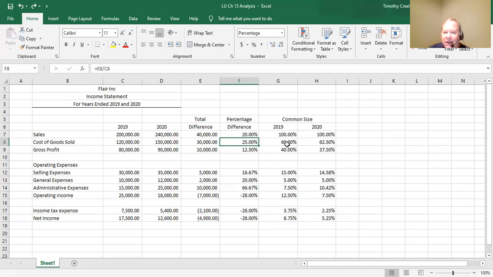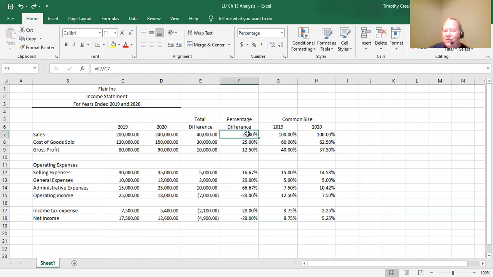And then you can also see that cost of goods sold increased as a percentage of sales, went up from 60% to 62.5%. So basically it caused our gross profit to drop. Notice that selling expenses were up, but they did not increase as much as sales. So selling expenses were handled well. And notice here too, they were 15% of sales, then they dropped to 14.58% of sales.